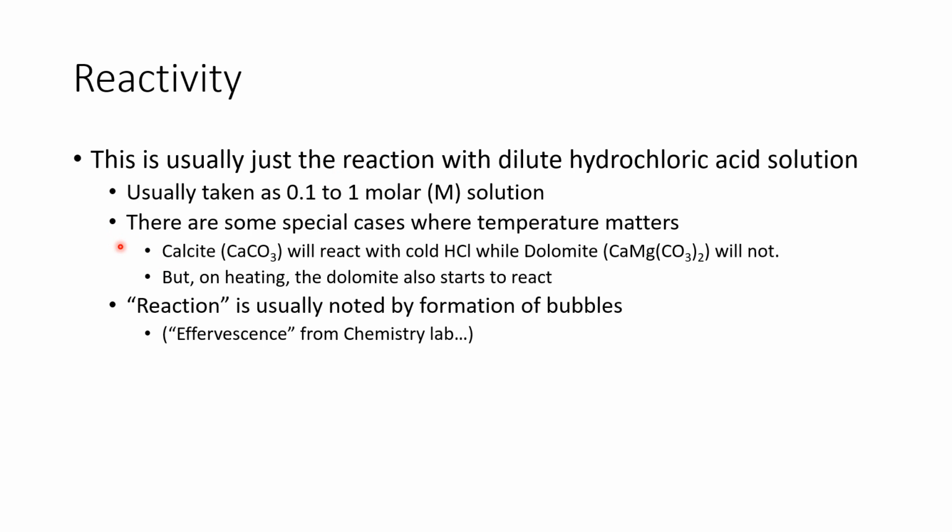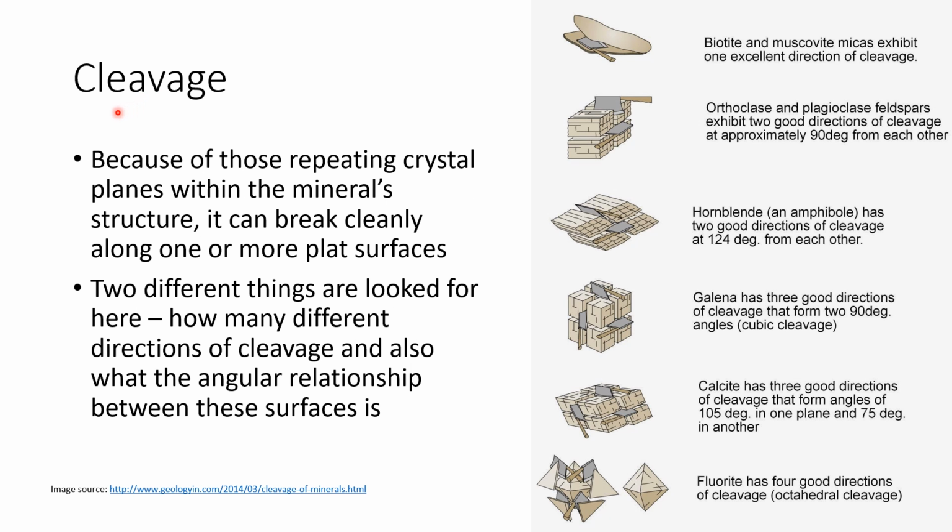There are some special cases where it gets a little trickier. Like calcite reacts with cold HCl, but dolomite you have to powder it or heat it up to get it to react. And then if you've had chemistry lab where we looked at whether or not a reaction occurs, that's what we're looking for here. Okay, cleavage.